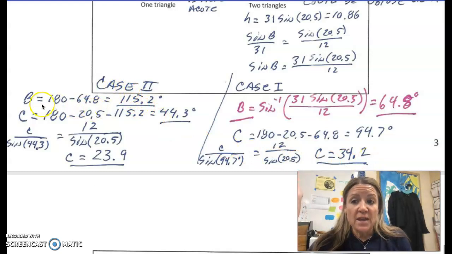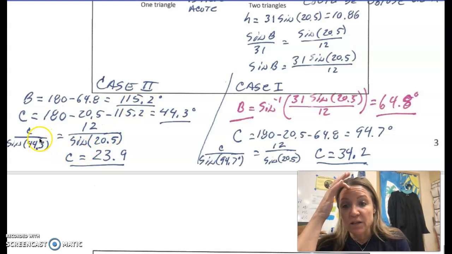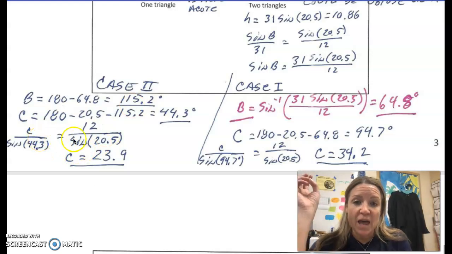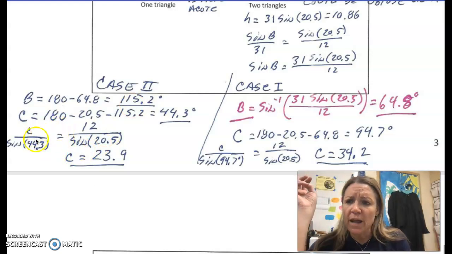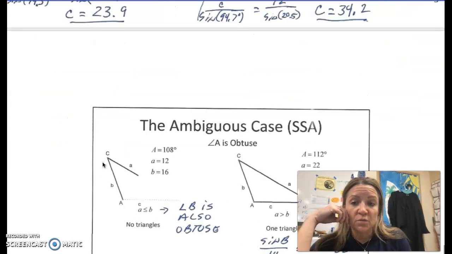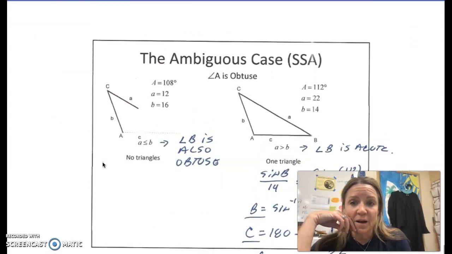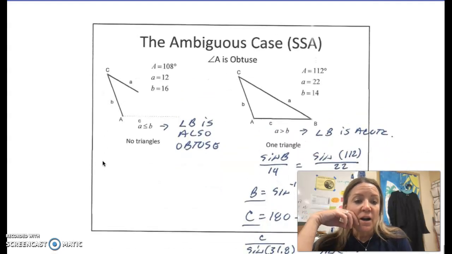Or the other case could be 180 minus 64.8, making that other angle 115.2. And so now we're going to switch that angle, and we're going to have C over the sine of 44.3 equal to 12 over the sine of 20.5. Do the cross product again, and in this case, case number 2, we could have side C be equal to 23.9 units.